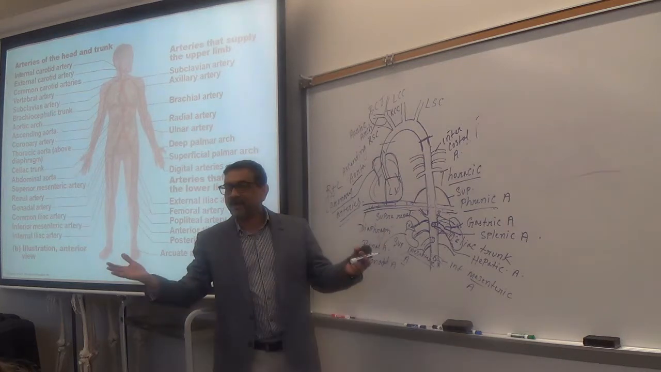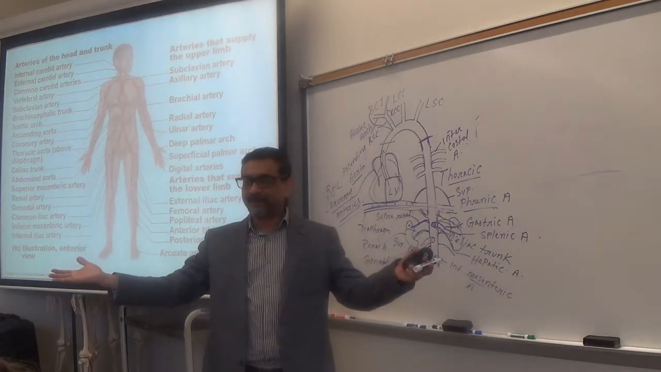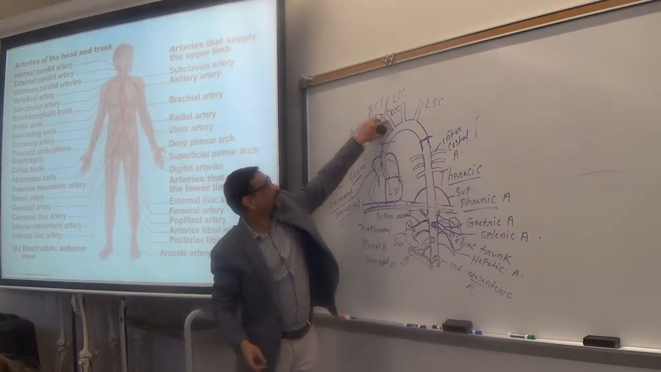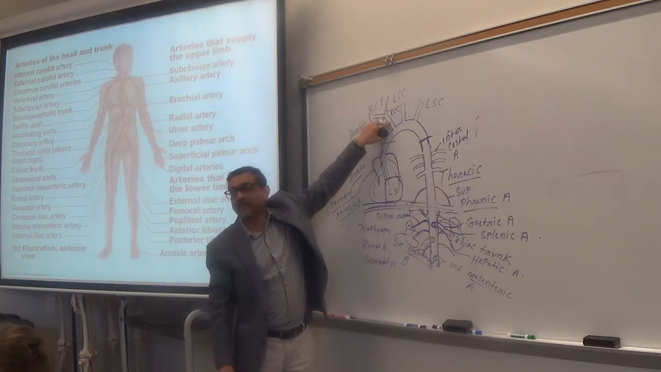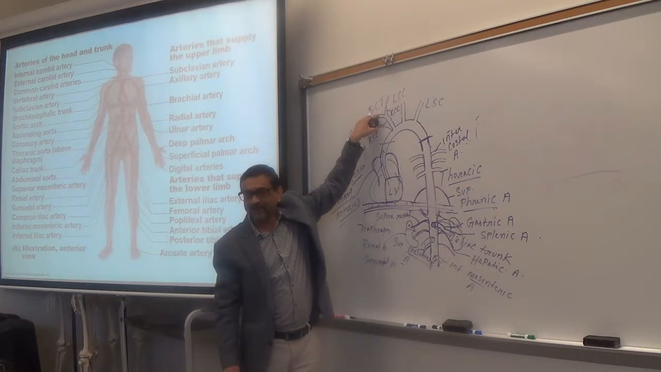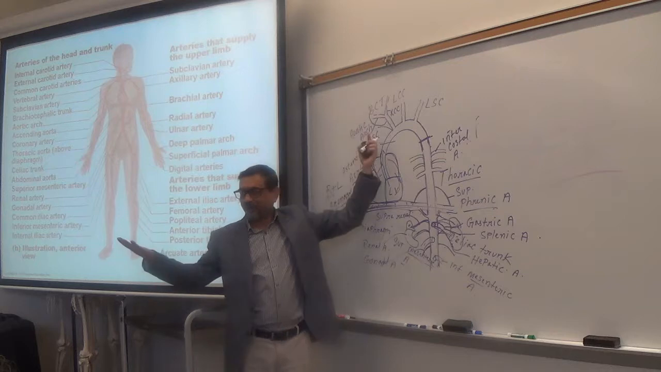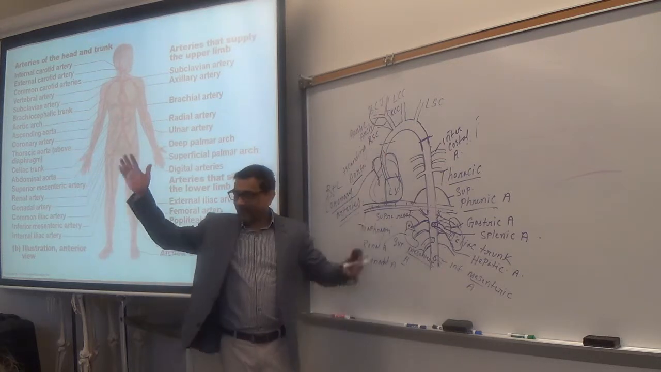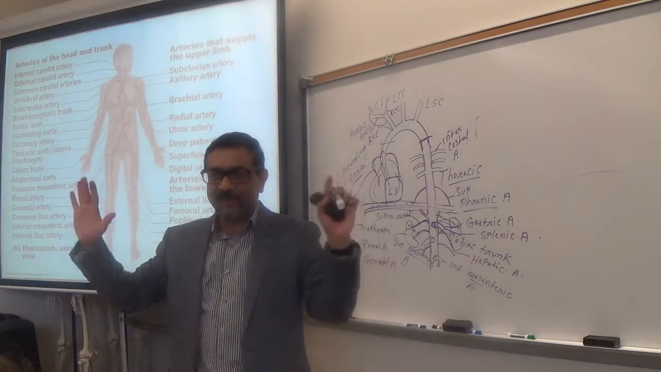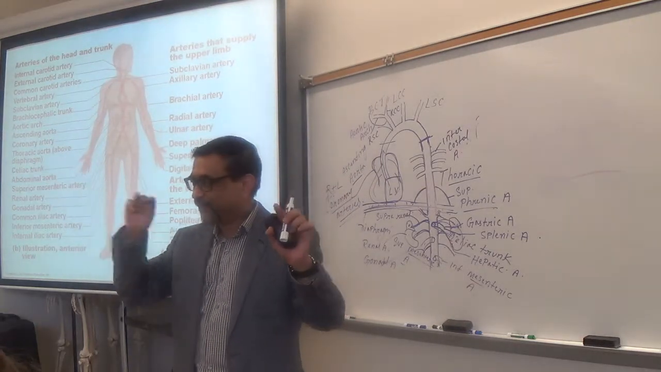So where are the right common carotid, right subclavian? There are none. They are the branches of the brachiocephalic trunk. Right common carotid, right subclavian. Make sense? So now we got everything, right? Right common carotid, left common carotid, right subclavian and left subclavian. Is it clear? That's the goal. You need both sides. Okay.